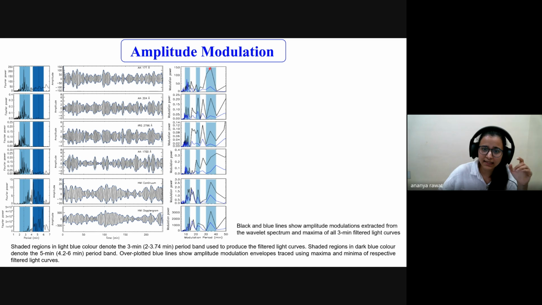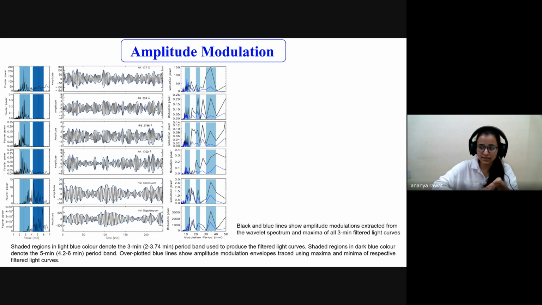So here we can clearly see that a common modulation period is present at each atmospheric height, shown by these shaded regions. Apart from this, we also use the cross-correlation method to determine whether these amplitude modulations are correlated at each atmospheric height or not. We found a significant amount of correlation between these amplitude modulation periods, which tells us that the 3-minute waves which we are studying in the corona owe their origin to the photospheric 3 minutes.